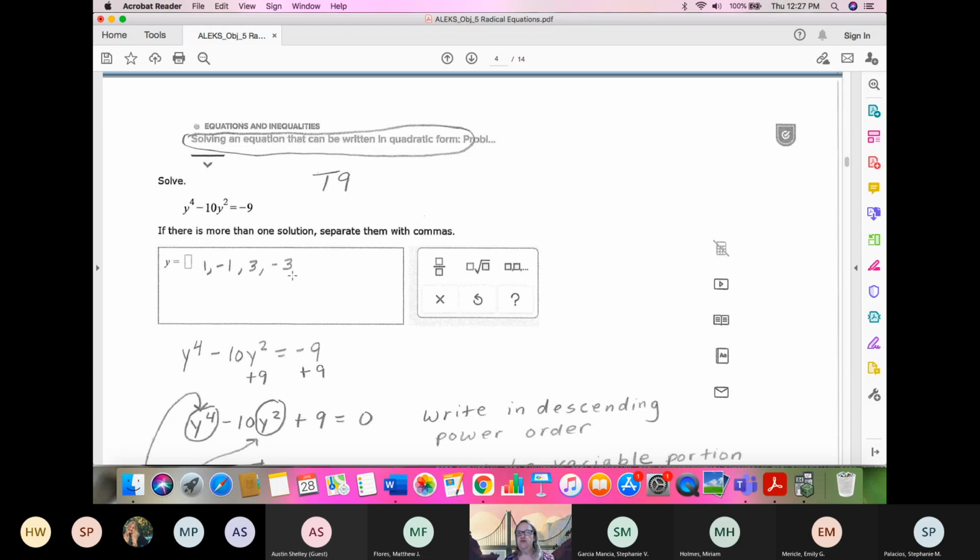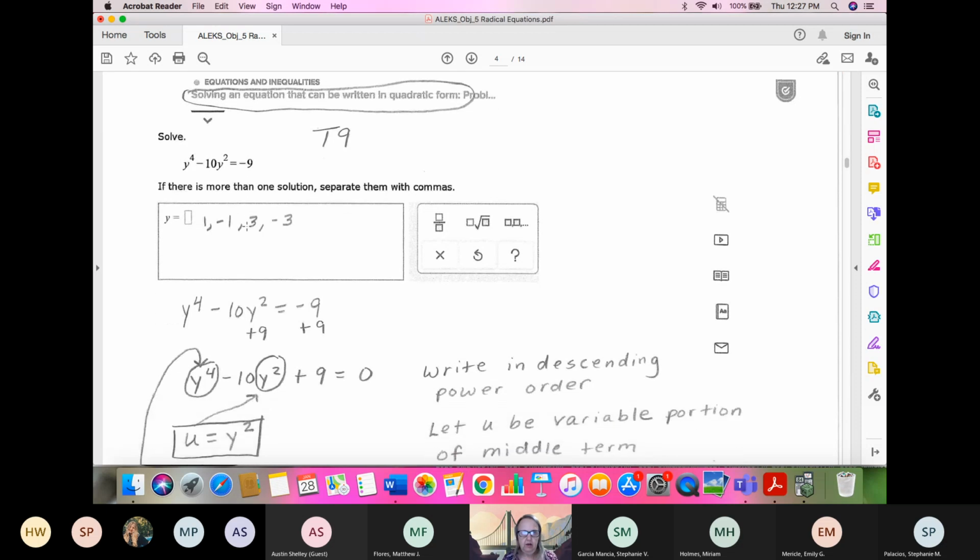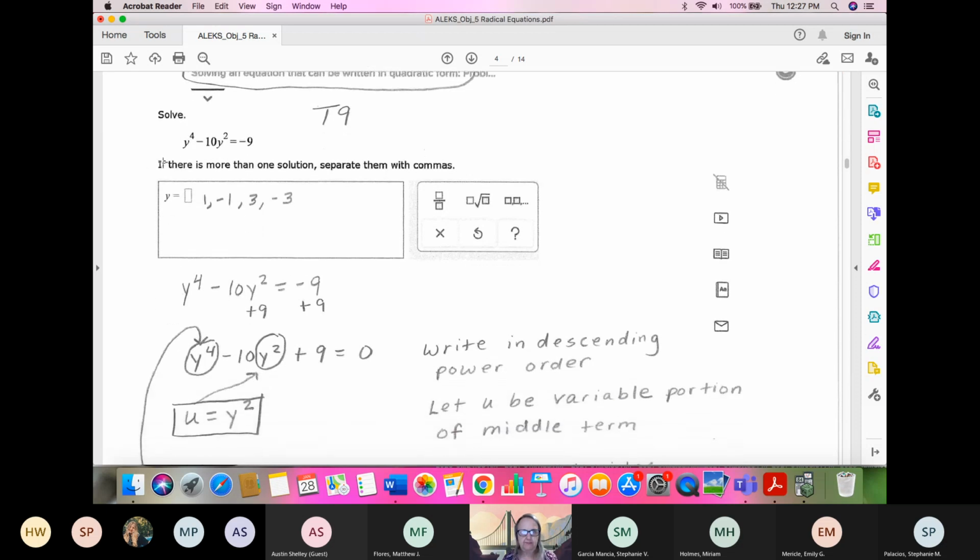We are going to convert it to a quadratic equation because we're used to solving quadratic equations. So let's see how that's done. I just took this quartic equation, and quartic means 4, the highest power is a 4, and copied it down right here.